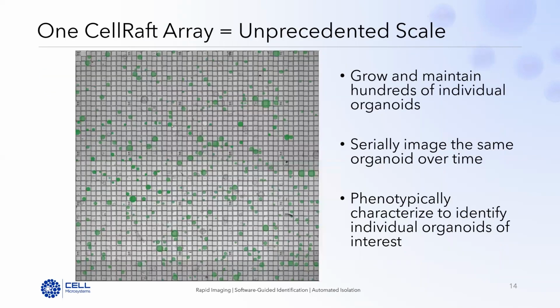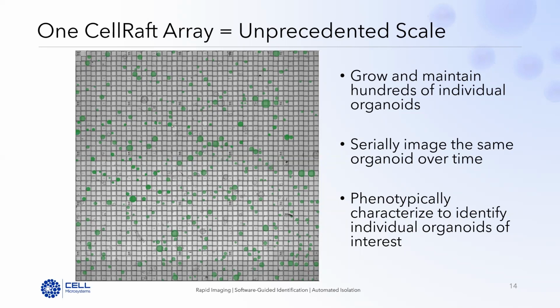But what's really so impressive about the CellRaft array is the scale that we're able to perform these differentiation workflows. Each of the 500 micron CellRaft arrays has over 2,100 available positions, which means we're growing hundreds of organoids spatially segregated on a single consumable. Here you're looking at a stitched together image of the entire array. Those green circles are highlighting CellRafts that have an individual organoid.